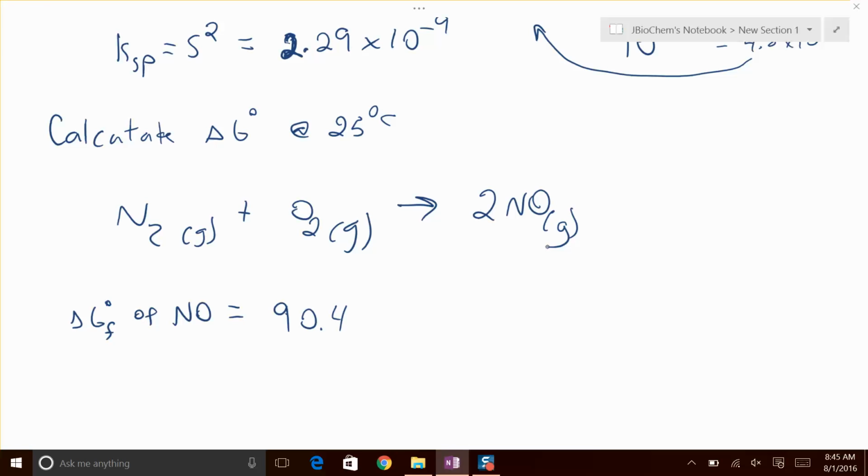Okay, so let me just remind you. If I want to find the delta G naught from the delta G of formations, it's products minus reactants. Okay, just like it was with delta H's. Delta H, products minus reactants, just like it is for delta S. Delta S is products minus reactants. The delta G of the reaction here is equal to the delta G of formations, products minus reactants. Okay?